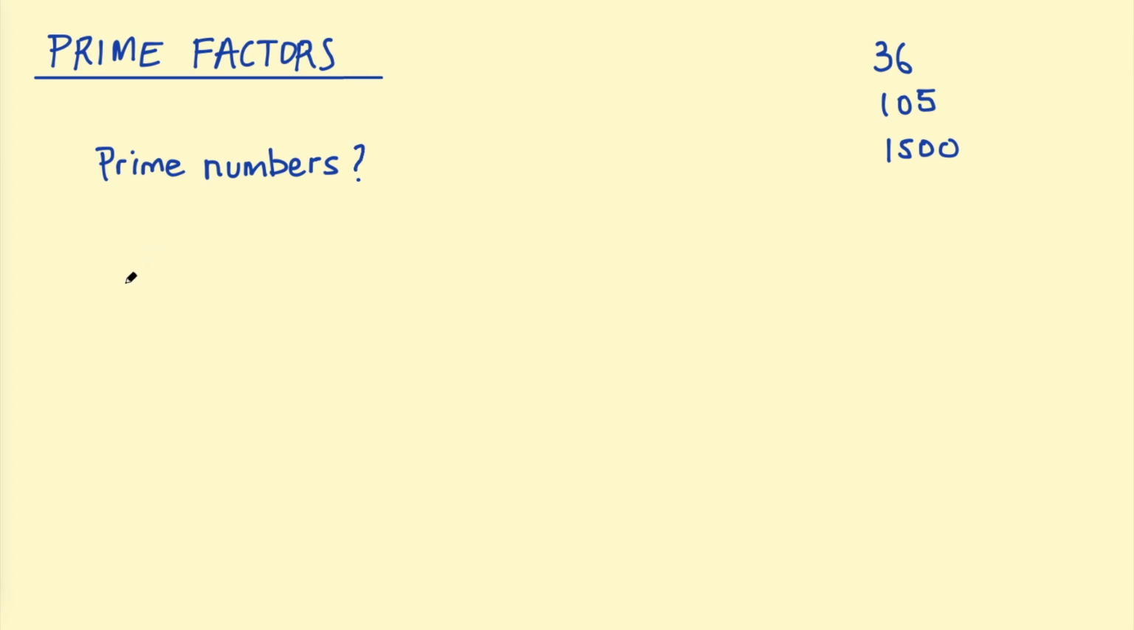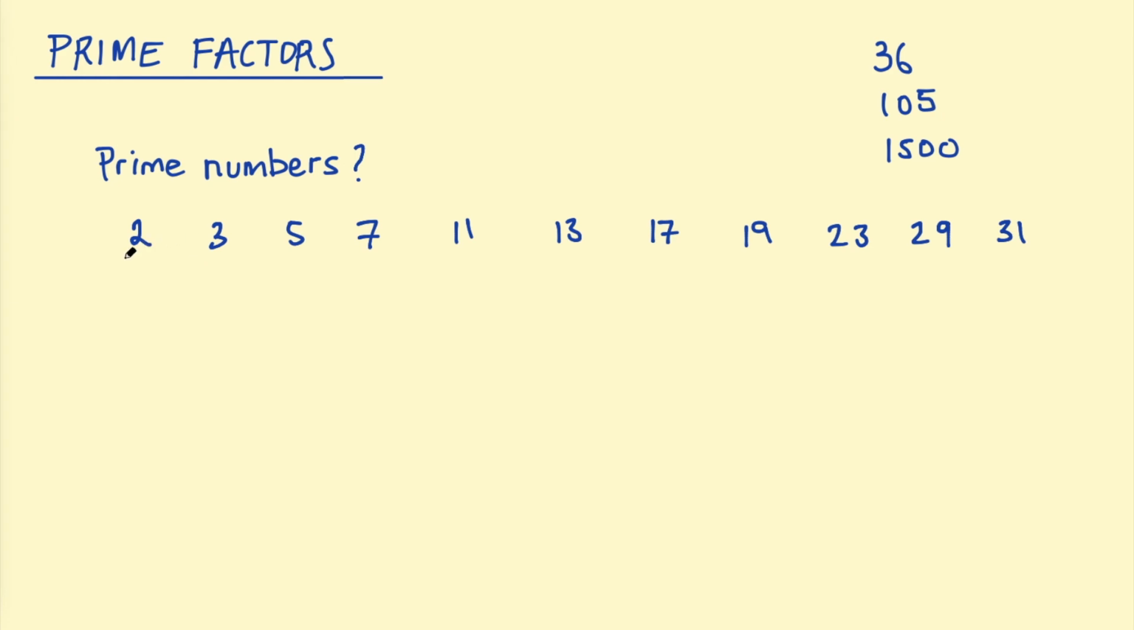So the first 10 prime numbers are 2, 3, 5, 7, 11, 13, 17, 19, 23, 29, 31. I lied. That is actually 11 numbers.